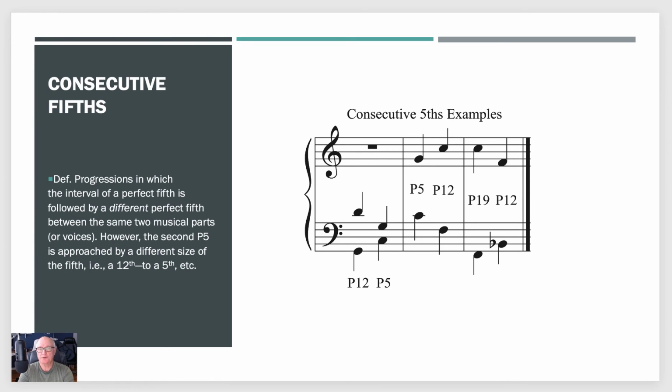In 20th century music, this is done all the time, but we're going to stick with these earlier principles for chorale writing. Then the last example is pretty obvious. It's a parallel 19th. It's just a double fifth. And it goes. So we want to avoid consecutive fifths.